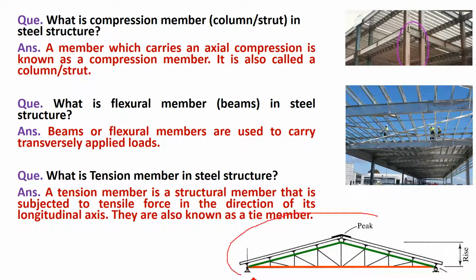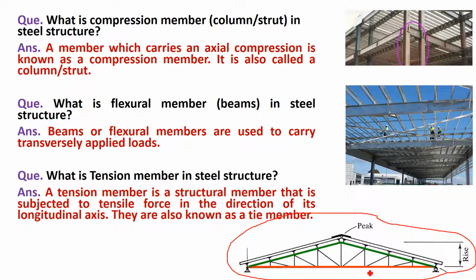If you look at this truss figure, this is one important question which may be asked: which are the compression members in this truss, or which are the tension members? So always remember, in a truss, these green colored members are called top chord members. I repeat, these green color members are called top chord members, and top chord members are always subjected to compression. So these top chord members are always designed as compression members.